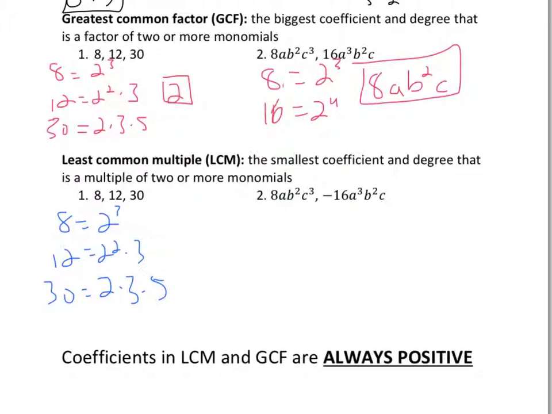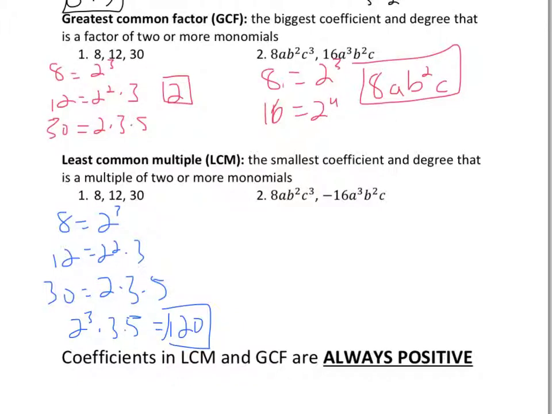So the answer to the least common multiple of 8, 12, and 30 is 2 cubed times 3 times 5. And when you multiply that out, we're going to get 8 times 3 is 24 times 5 is 120. So the least common multiple of those is 120. I know this is confusing, so bear with me.